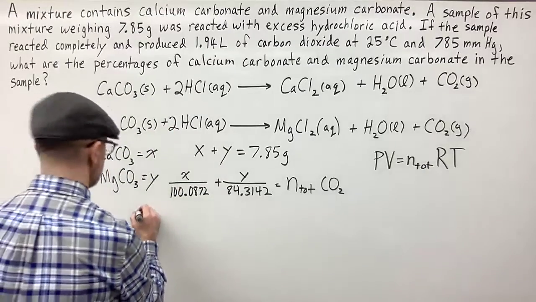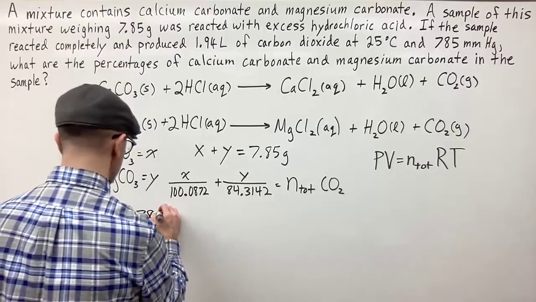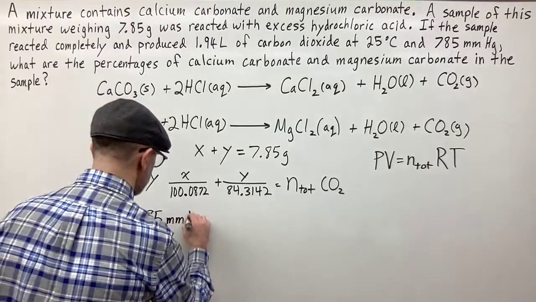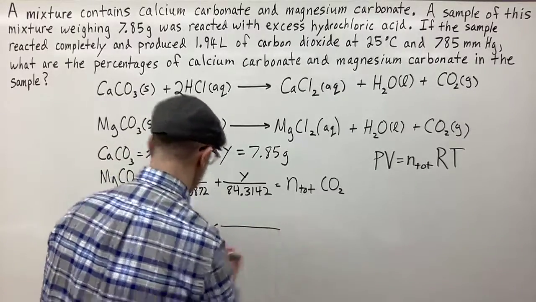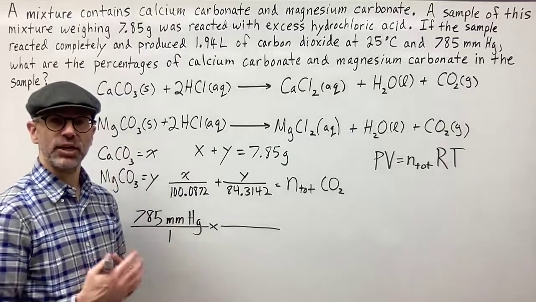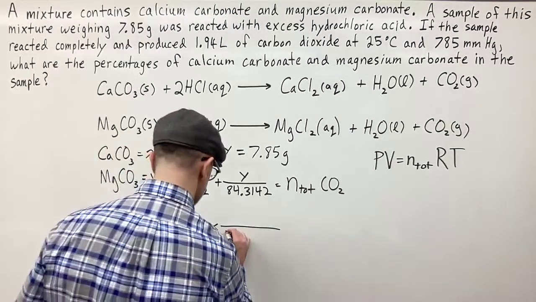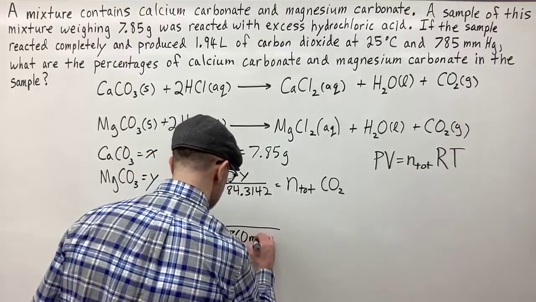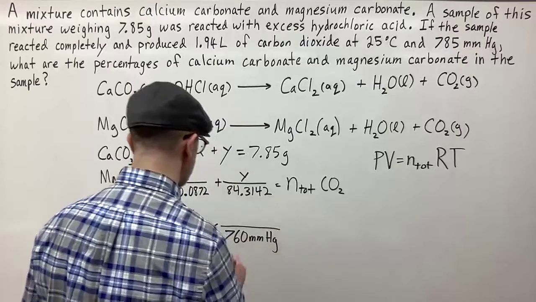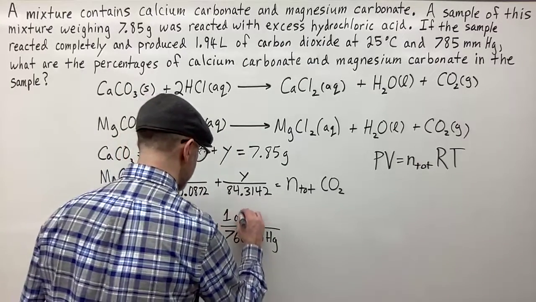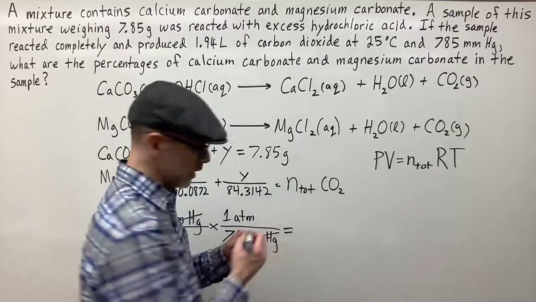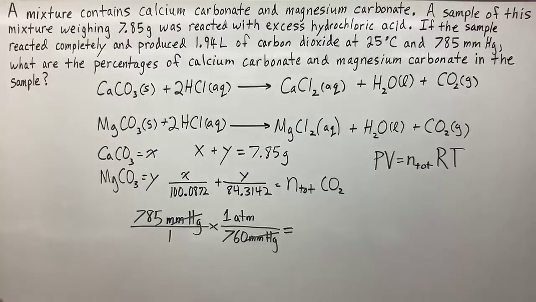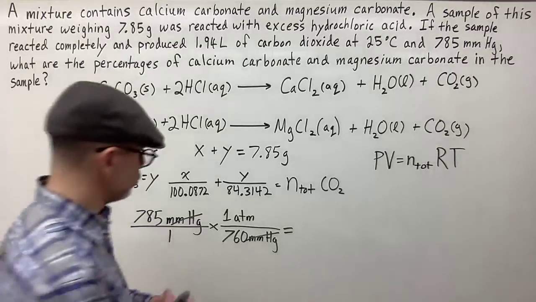So we have 785 millimeters of mercury. And we know that 1 atmosphere is equal to 760 millimeters mercury. So we'll use that as a conversion factor. So 760 millimeters of mercury on the bottom and 1 atmosphere on top. So millimeters of mercury are going to cancel out and I get atmospheres. And when I calculate that out, I get 1.0329.